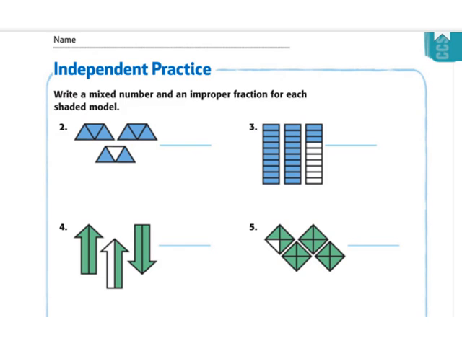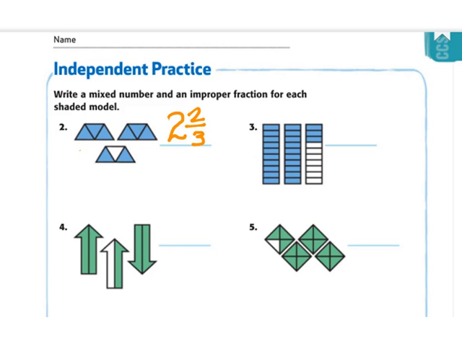Our directions say that we have to write a mixed number and an improper fraction for each shaded model. So let's do this together. A mixed number, you should have 1, 2, so I've got 2 whole ones, and then of the model that I have left, I have 2 shaded, and each model is divided into 3 sections each. This one has 3, this one has 3, and this one has 3. So how many pieces is my model divided into? 3.